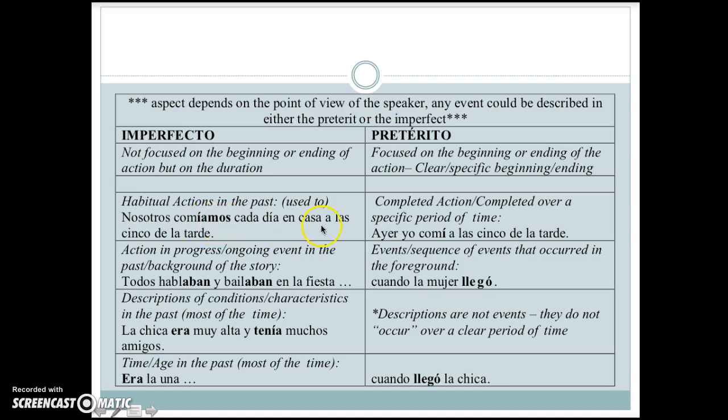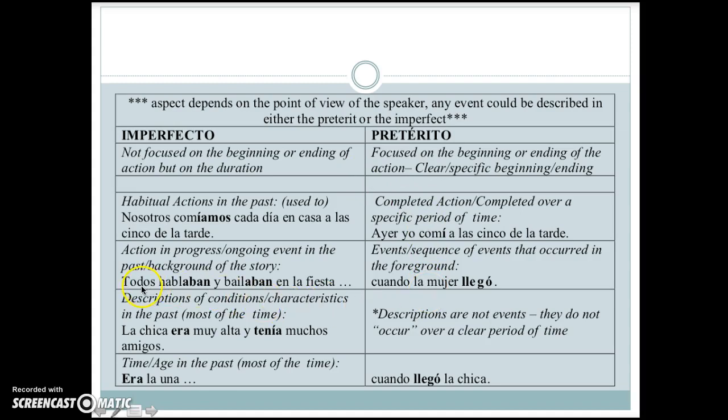We don't know. Versus this example, ayer yo comí a las 5 de la tarde, what does that mean, right? Well, I ate one time in the past at 5 o'clock. I put a sandwich in my mouth, I chewed it, I finished eating it, that event was over and done. That's the preterite. You also have the second layer here, where you're describing something that was happening in the background when, boom, the principal action occurred.